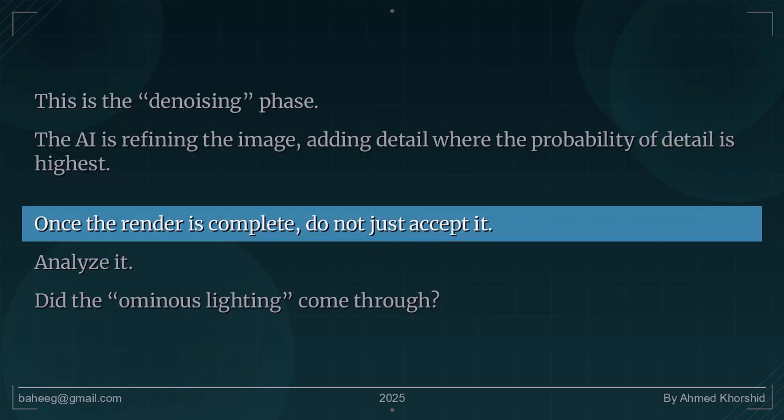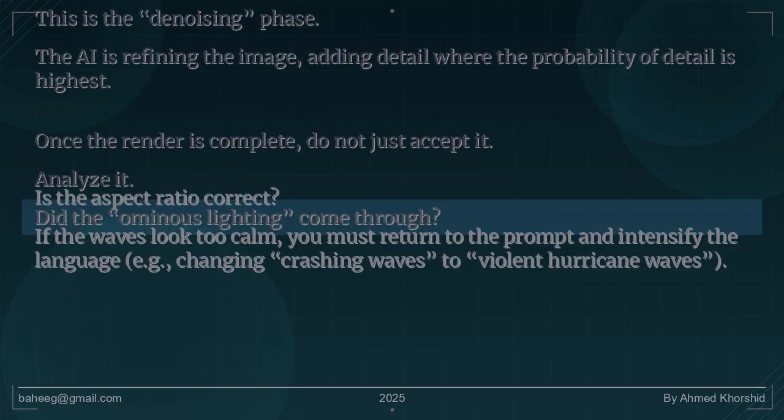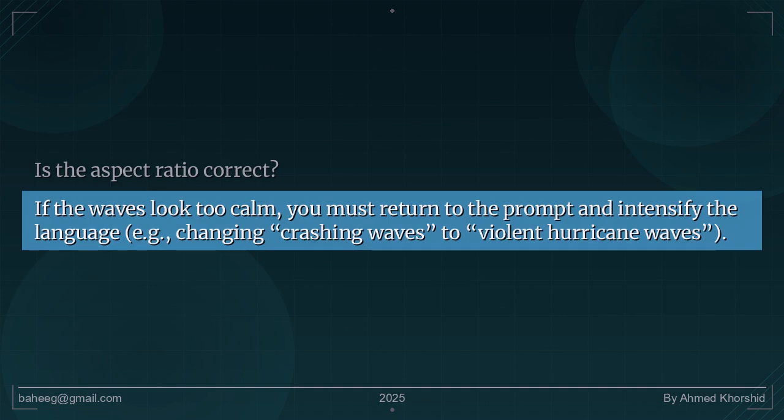Once the render is complete, do not just accept it. Analyze it. Did the luminous lighting come through? Is the aspect ratio correct? If the waves look too calm, you must return to the prompt and intensify the language, e.g., changing crashing waves to violent hurricane waves.